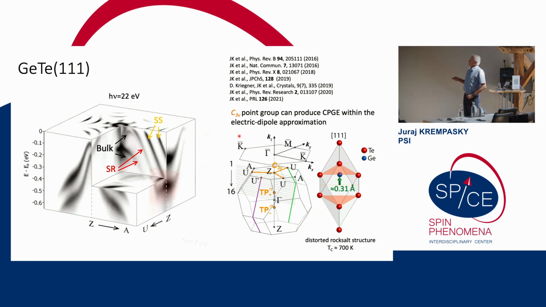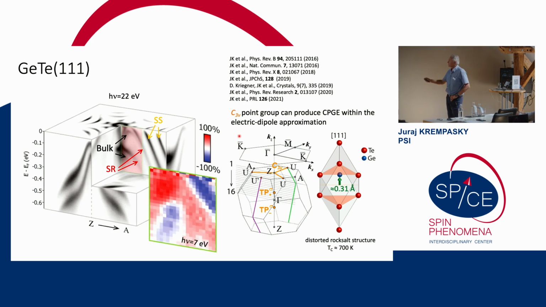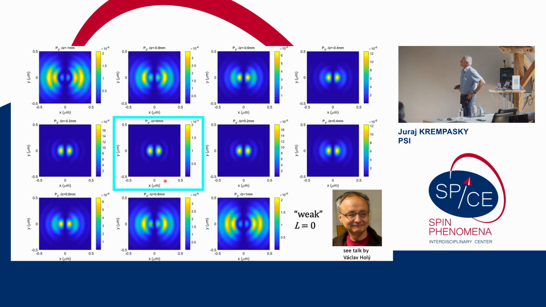And moreover, and here I'm making this connection to spin phenomena, these bulk states here are 100% spin polarized. And if we switch the polarization, we switch the spin. So all my presentation goes in the direction of all-optical manipulation of the spins in this ferroelectric Rashba semiconductor with beam vortices. Okay, so I will show you just 3 slides that Václav will show you right after me.